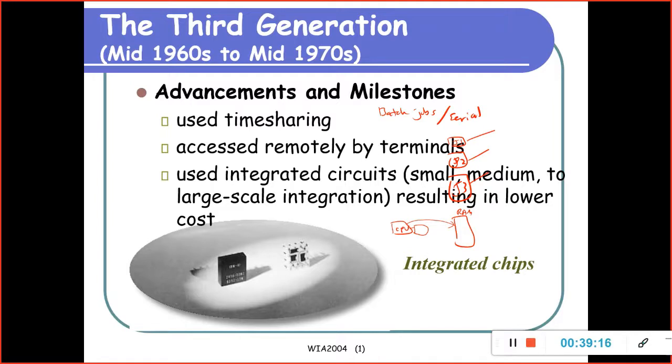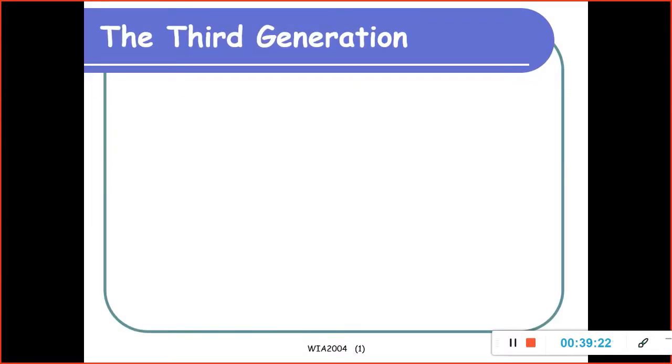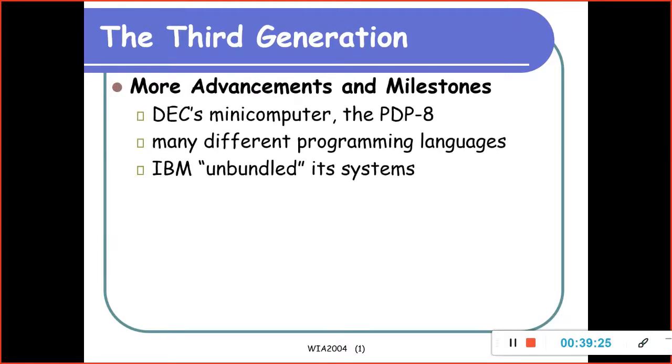So they use integrated circuits, resulting in lower cost. In the third generation you have more advancement, like DEC's microcomputer. DEC is a US company. PDP, I forgot what the acronym stands for, is a minicomputer, with many different programming languages, and IBM unbundled its systems. It is not a PC, but a minicomputer. But at that time, compared to current times, a minicomputer was still a giant computer.